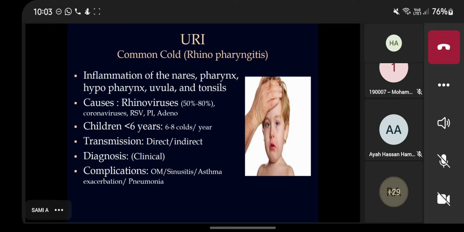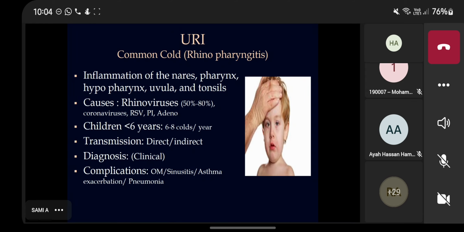Now, the signs and symptoms of a cold usually begin 1 or 2 days after exposure. And the most prominent symptom in children includes fever, which may reach 38. In addition, they may have sore throat and cough. Small children have irritability and difficulty sleeping.